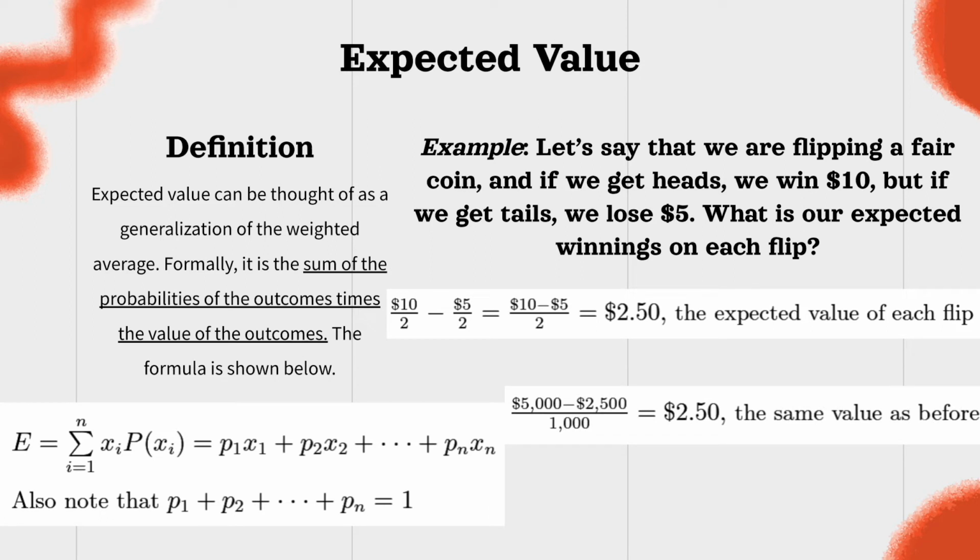But let's look at this problem intuitively. Let's say we flip the coin 1,000 times. We would then expect 500 heads and 500 tails. Our net profit would be 500 times 10 minus 500 times 5, which would give us 2,500. Now let's divide by the number of flips, 1,000. This gives us 2.5, the same value as before.